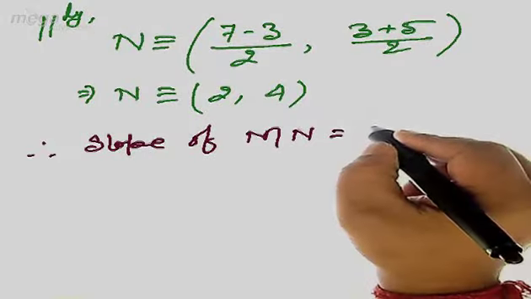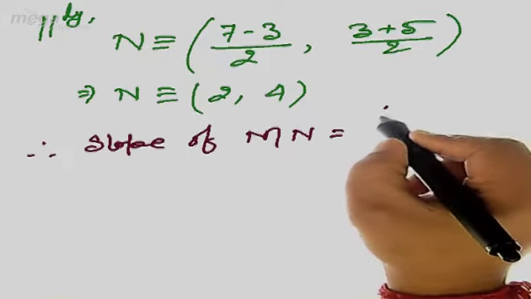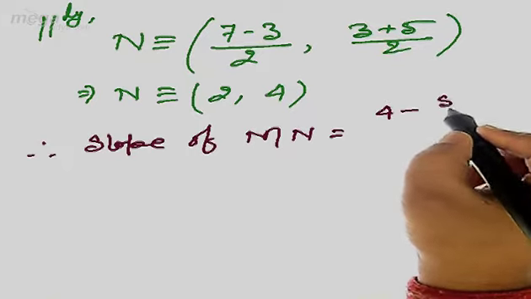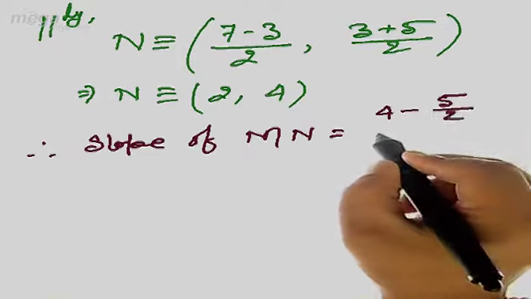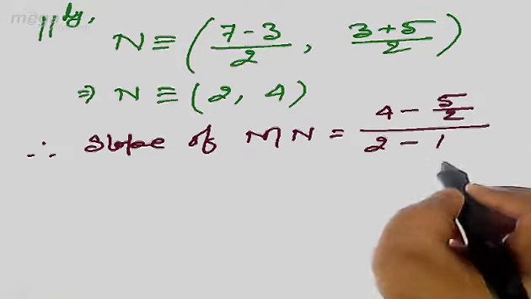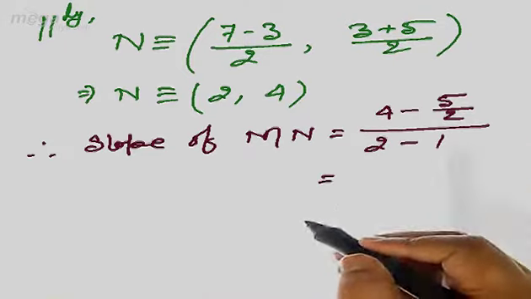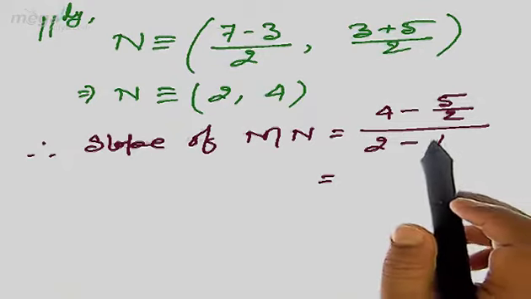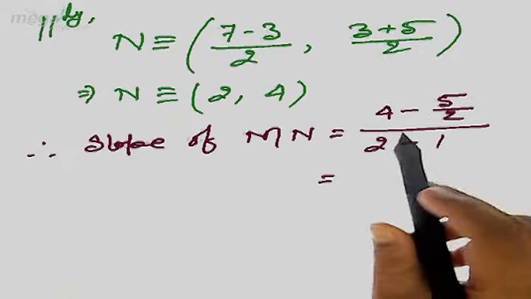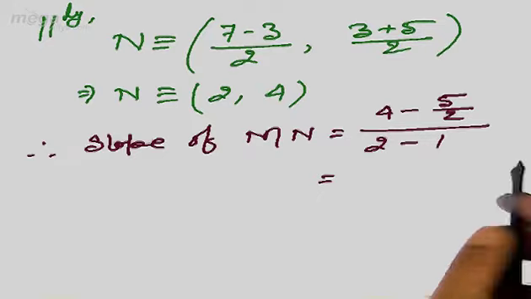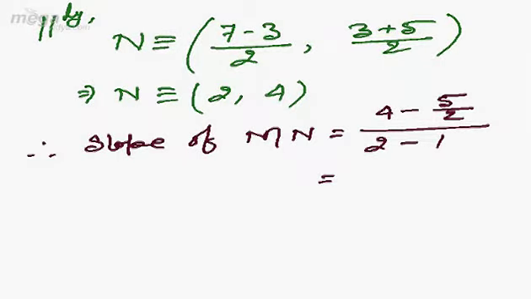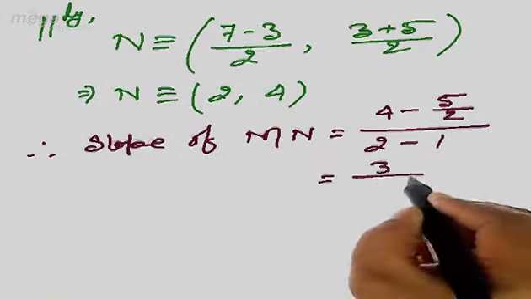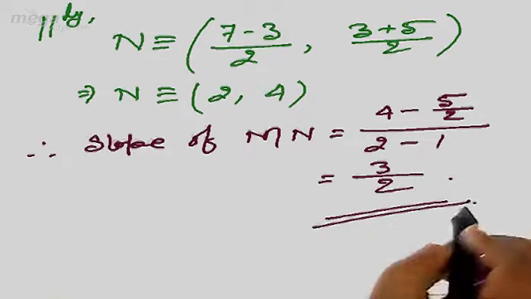So therefore the slope of MN is, because M is (1, 5/2), the slope will be (4 - 5/2)/(2 - 1). This is because of the formula: slope of the line is (y2 - y1)/(x2 - x1). Using that formula, finally you will get 3/2, which is the slope of the line.